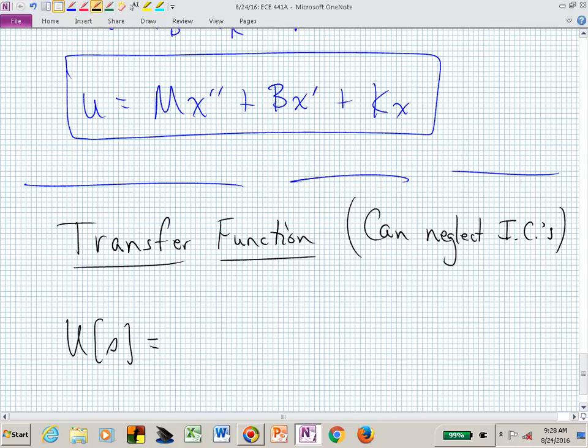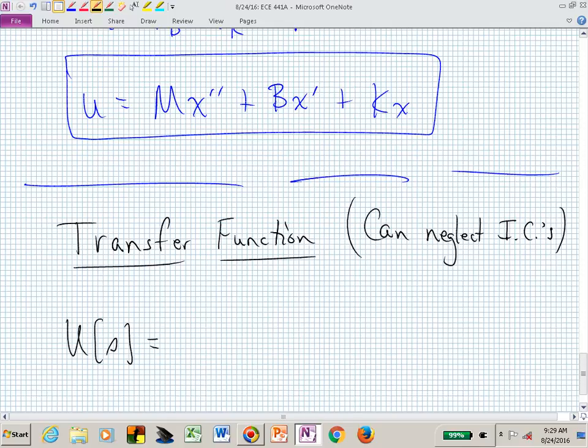If I Laplace transform m x double prime, m is a constant, so that factors out of the integral. But what happens when I Laplace transform a derivative? What's that consistent with in the frequency domain? The comment was j omega, that's now worrying about sinusoidal excitations. We want to worry about Laplace, which is more general, but that's a specific frequency domain behavior. That's the Fourier transform piece. We want the entire opportunity, transient and steady state. So now we need s's.